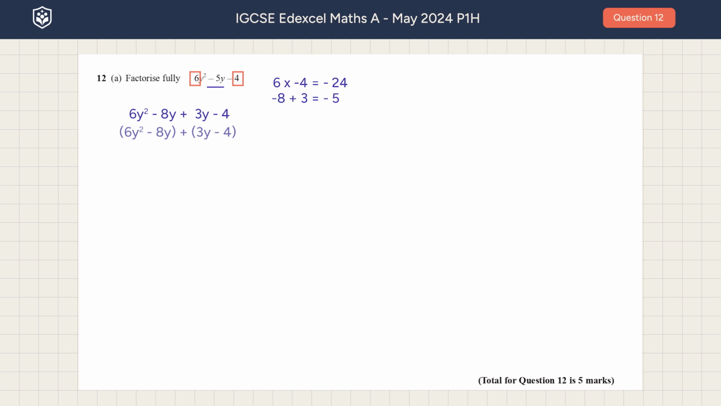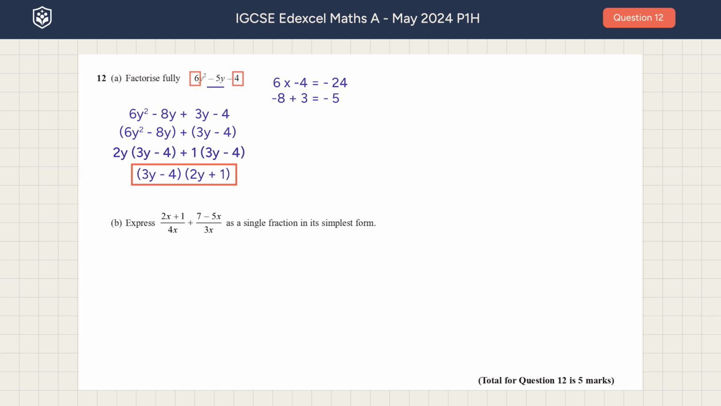Next, we group the terms into 2 pairs. From the first pair, we can factor out 2y, and for the second pair, we factor out +1, which leaves the same binomial. We can further simplify this, making brackets 3y minus 4 and brackets 2y plus 1. This is the final product, the fully factorized form.